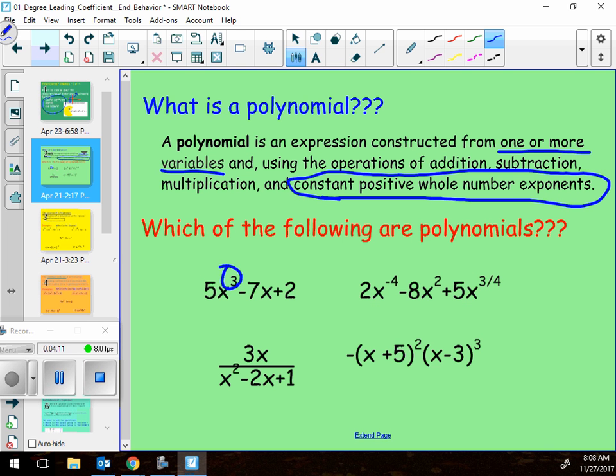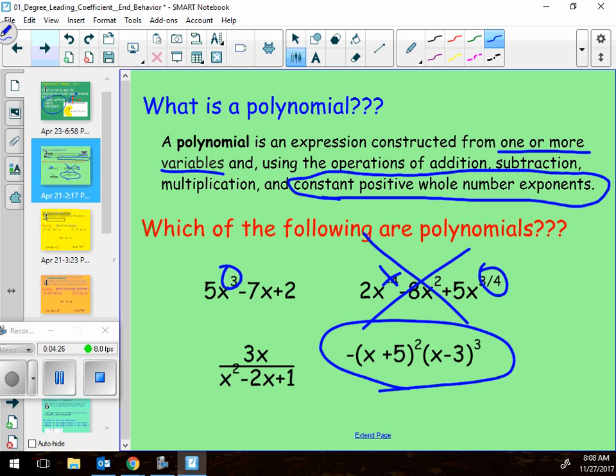This guy's out. He's got a negative exponent there. So this whole thing is not a polynomial. Fails the test. It's also got a fraction exponent. Can't be a polynomial. All right? How about this guy? If you multiplied him all the way out, would he have any weird powers? No. So it's a polynomial.